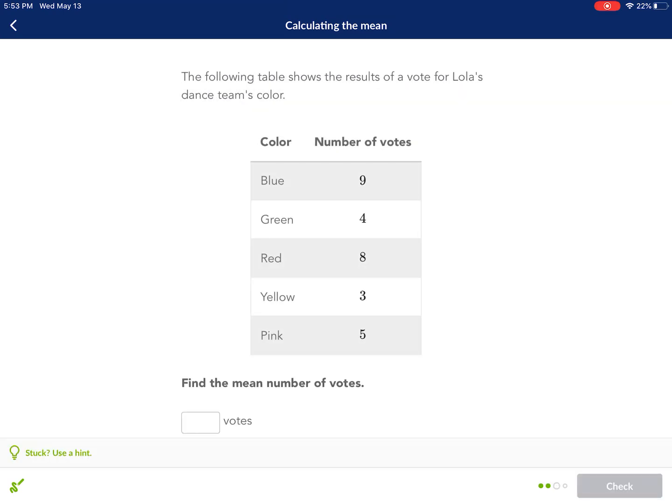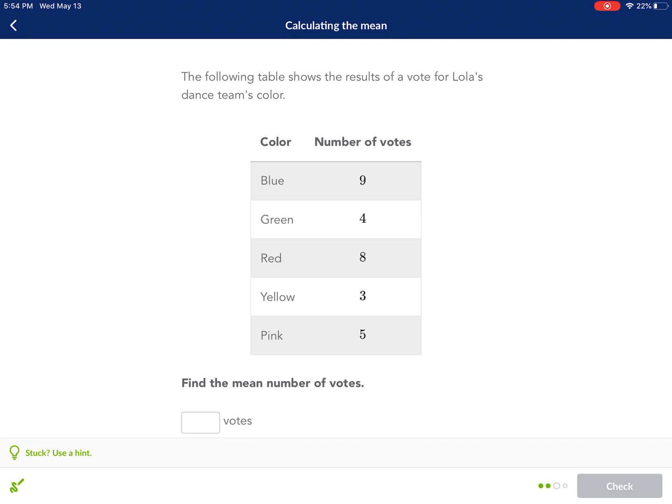2 more. All right, the following table shows the results of a vote for Lola's dance team's color. So 9 people voted for blue, 4 people voted for green, 8 people voted for red, 3 for yellow, and 5 for pink. So we need to add all of those up. 9 plus 4 plus 8 plus 3 plus 5. So go ahead and do that. 9 plus 4 plus 8 plus 3 plus 5.